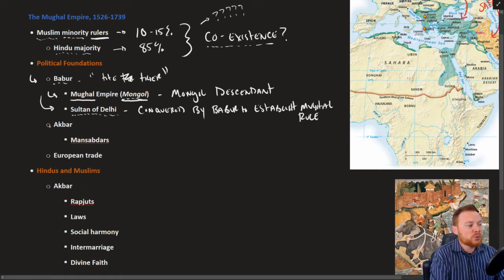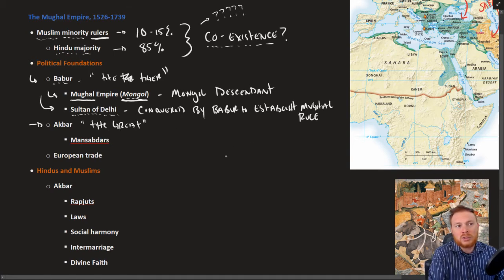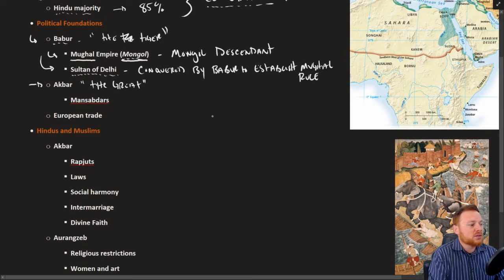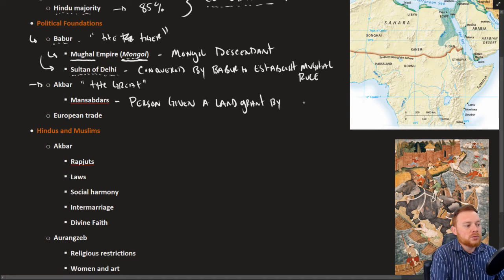Probably the most important ruler during the Mughal era was Akbar, who earned the nickname the Great. With a nickname like that, the history books tend to view Akbar's rule as pretty favorable. One thing Akbar did was to grant what were called mansabdars. A mansabdar is a person given a land grant by the Mughals. Most of these were Muslim, but there were some religious minorities who were given land grants by Akbar.